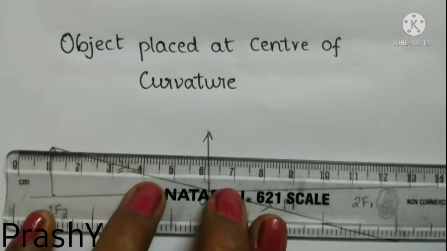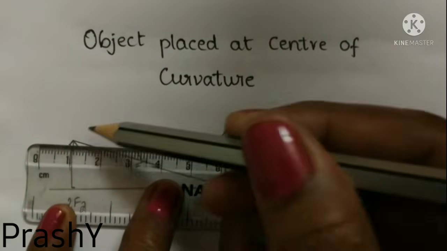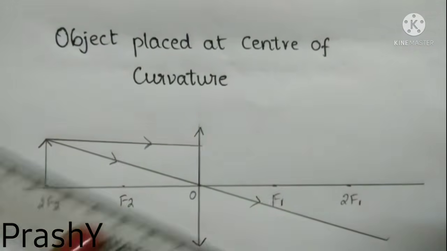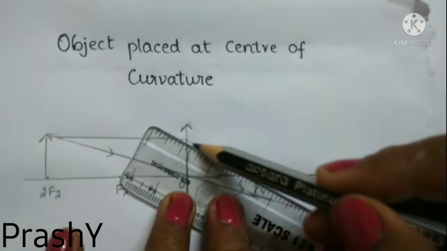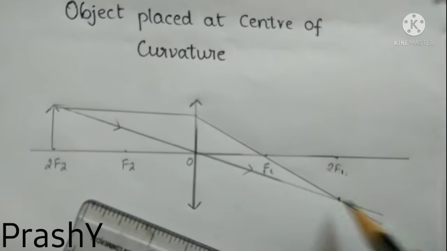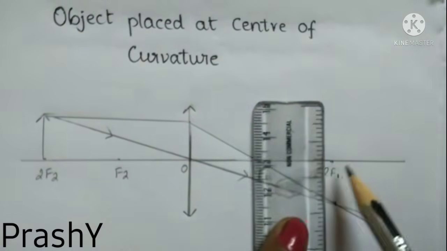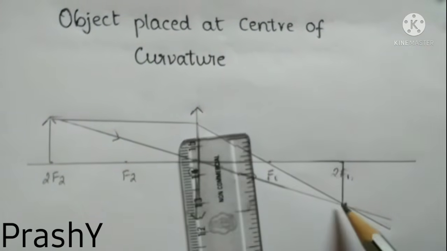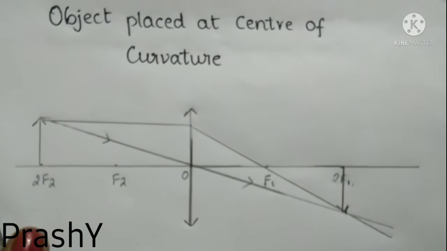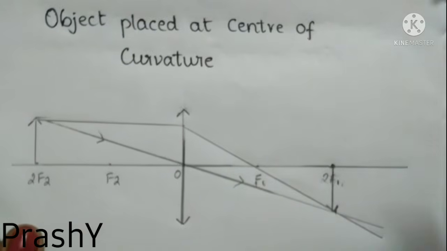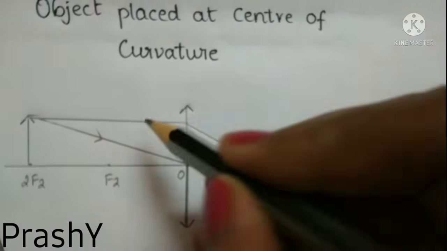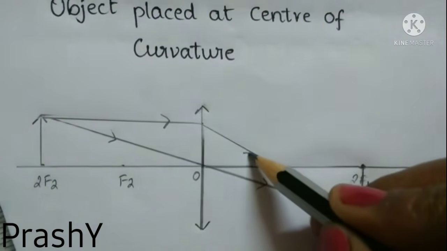Again I am taking another ray which is parallel to the principal axis. Parallel to the principal axis always meets at the focus. So the ray is meeting at the focus. These two rays will intersect at this point. At this point I am drawing a normal. This is where I trace the image. So when the object is placed at 2F2, I am getting the image also at 2F1. Here the size of the object is the same as the size of the image. So this is my incident ray and this is my refracted ray.